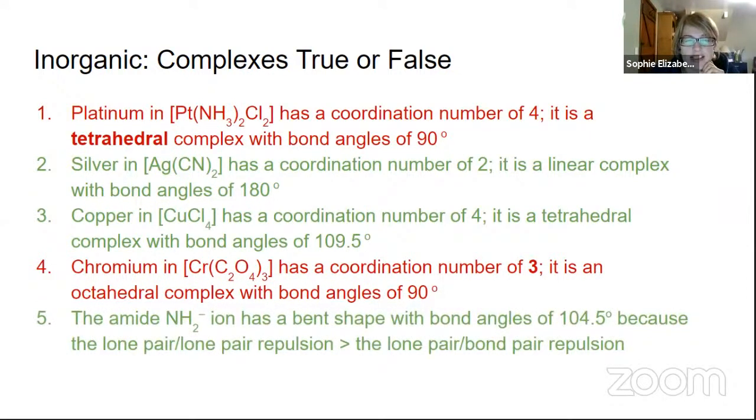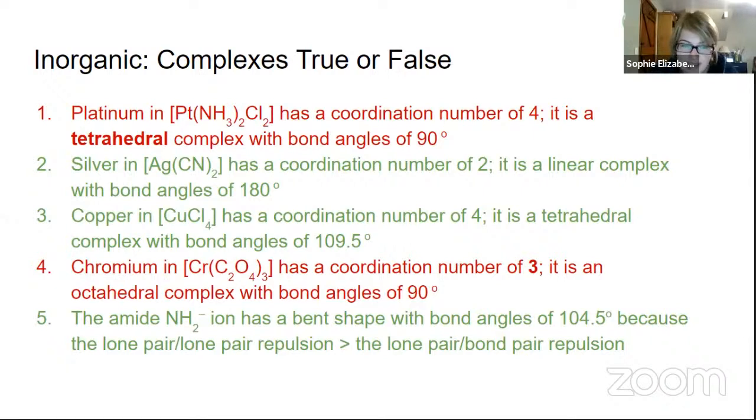And then finally, this is a mean one, but I have seen it come up, and it's specifically on the shape of a ligand. I'm not going to go into too much detail on it because honestly, I didn't see this come up until I actually did my degree. But basically, you have an amide ion, and we're saying it has a bent shape with bond angles of 104.5, which is just slightly less than tetrahedral.